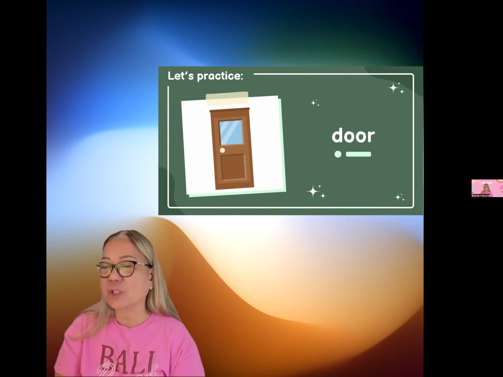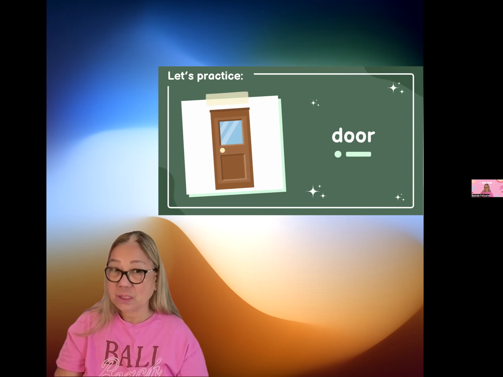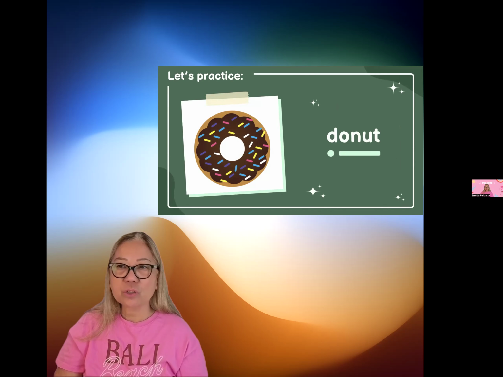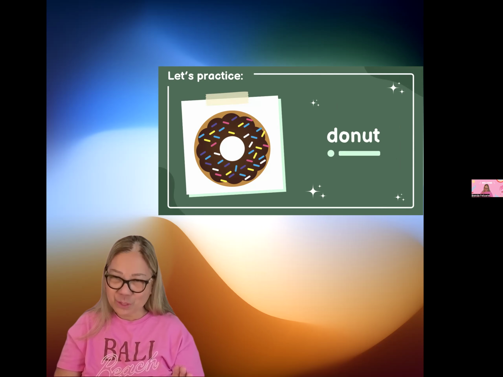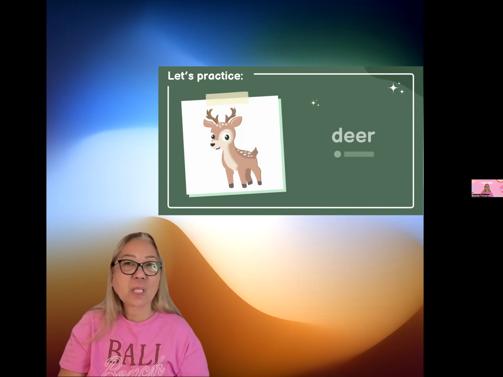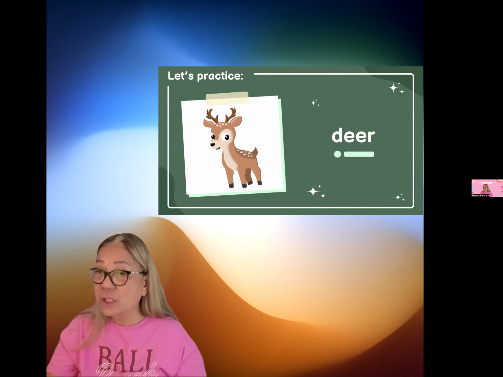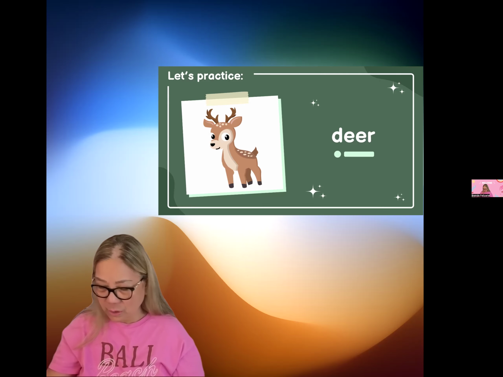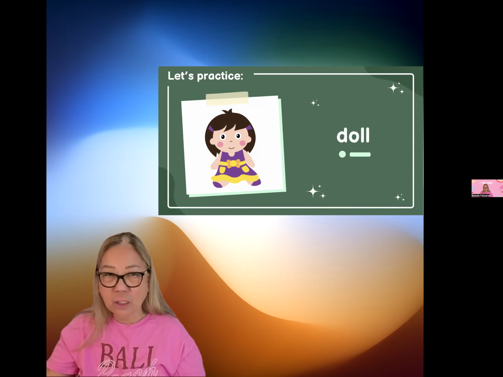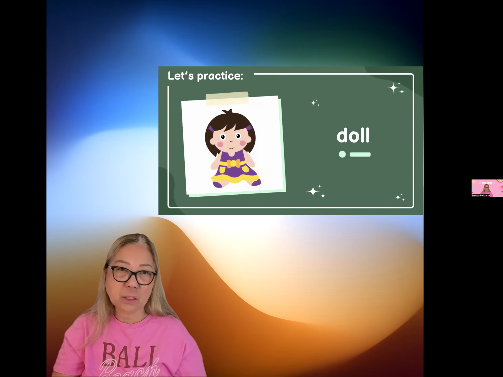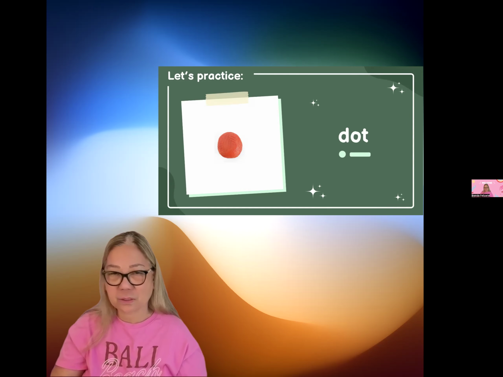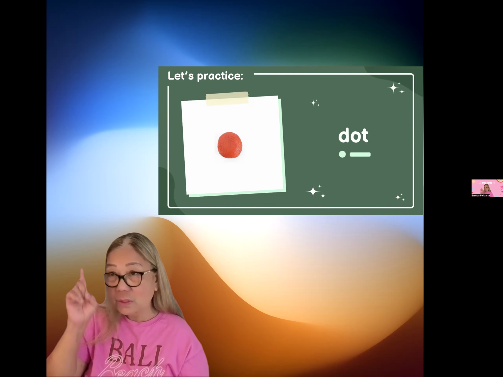Now let's practice words that begin with letter D. D, like door. And we also have, oh, I love it. I miss this. Donut, donut, donut. And deer, deer, deer. And then you have, oh, pretty little doll, doll. And what is that? That's a dot, dot. That's a dot.